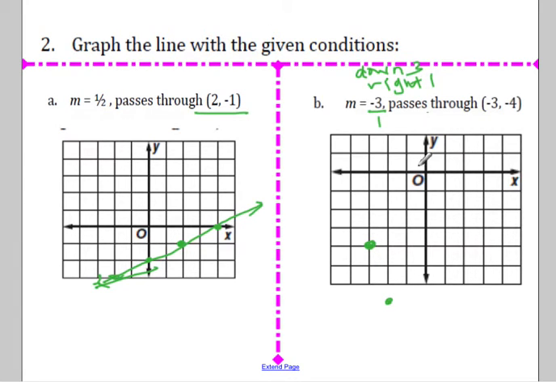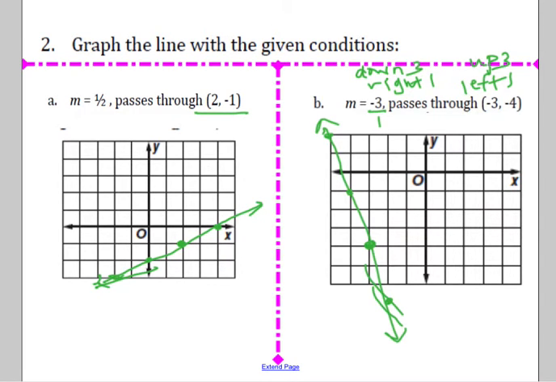What if I want to go the opposite way? It would really be up 3, left 1. Here would be my line graph for this one. Another way to check to make sure you did it right is, sorry, I'm struggling to graph this. There we go. It's a negative slope, so if I look from left to right, is it going downward? Yes. This is a positive slope. As I look from left to right, is it going upwards? Yes.